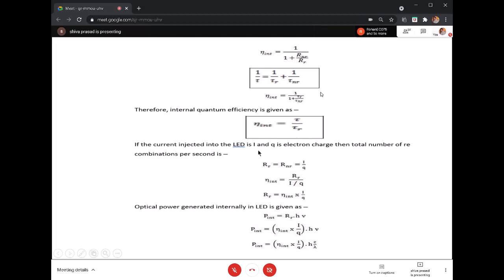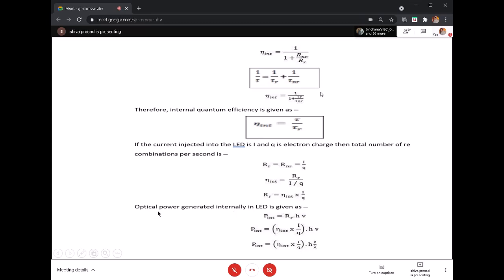If the current injected into the LED is I, and Q is the electron charge, then the total number of recombinations that take place, RR plus RNR, is equal to I by Q. If I substitute the same thing here, then eta internal is equal to RR divided by I by Q. So RR, the radiative recombination, is equal to eta internal into I by Q.